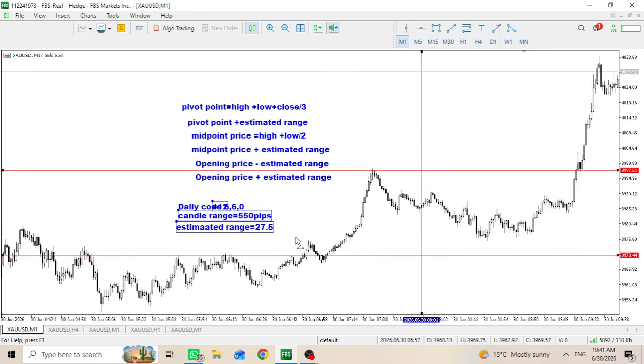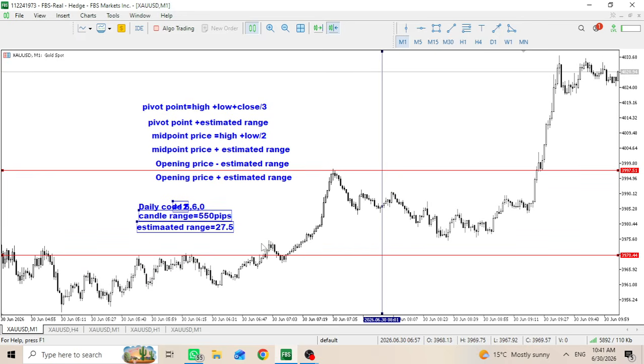Now, this is today. So you are supposed to use the midpoint plus this range, because the 4-hour candle has closed. It's a bearish candle and it has closed above the midpoint price. So in the comment section, I want to know, when do you use the pivot point? And no, the pivot point itself is a key level.